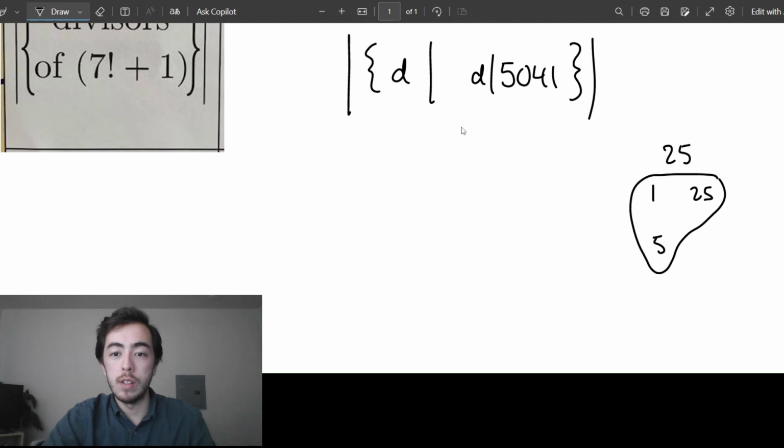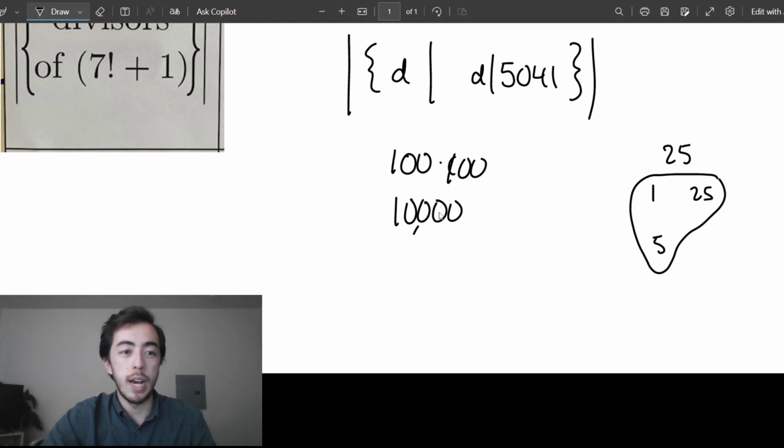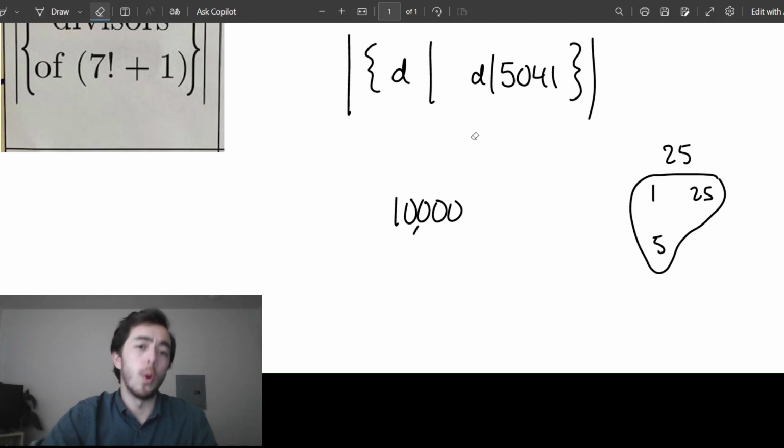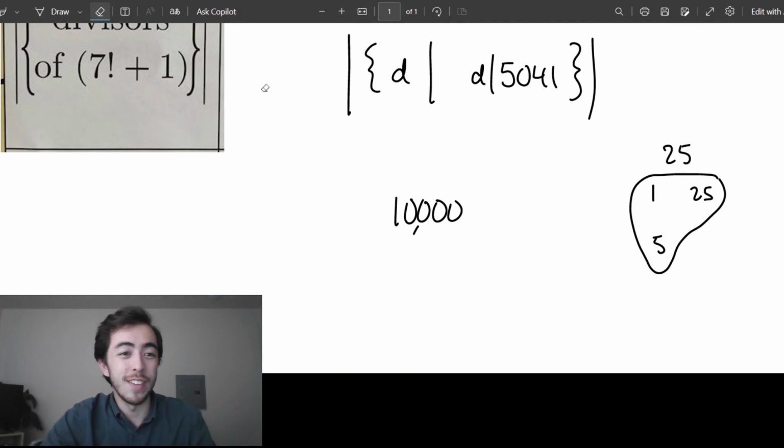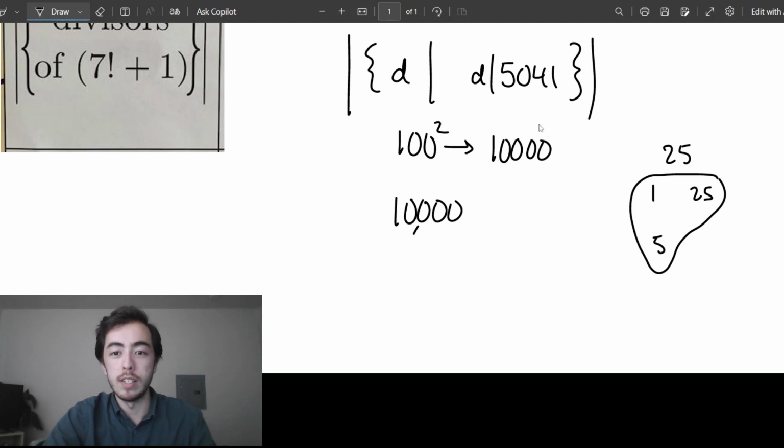So I'm trying to figure out a number multiplied by itself that gets near 5,000. Like if I try 100 times 100, I would just get 1 with 4 zeros past it, which is twice as big as 5,000. So I know that 100 is too big of a number to get to 5,000 by squaring it. I could try a lower number like 50. If I square 50, I'm going to get 2,500.